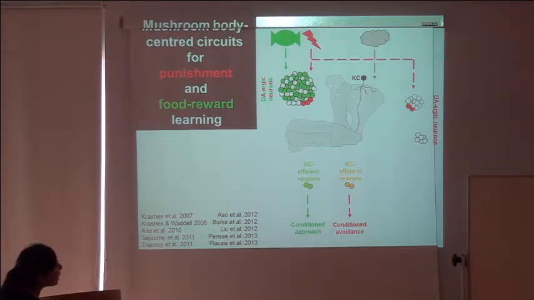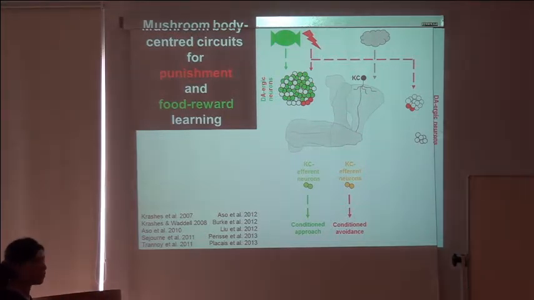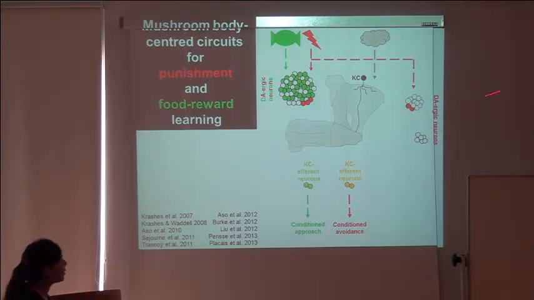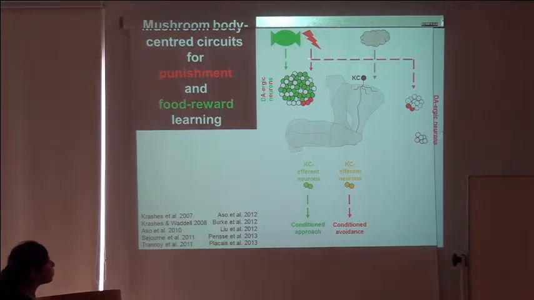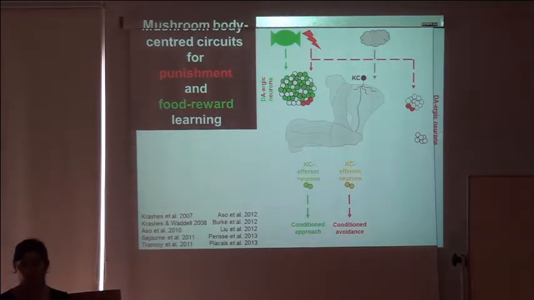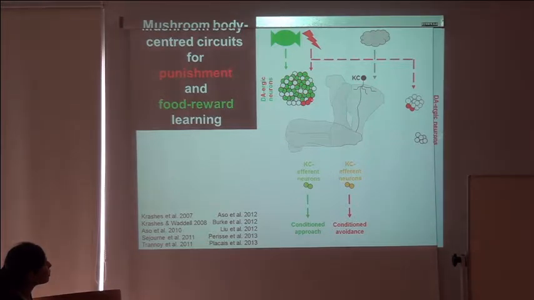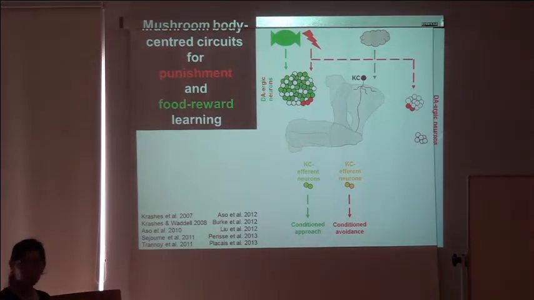Now at the Kenyon cell level, there are many cells, about 2,000 cells, and if you give a particular odor, only 5% of them are activated. So there's a sparse coding of the odors at that level. Now this is the odor pathway, right? And when we give the shock, some sensory neurons are activated. We do not know which ones. This hasn't been studied yet. But what is important is that a particular set of dopaminergic neurons are responsive to shock.